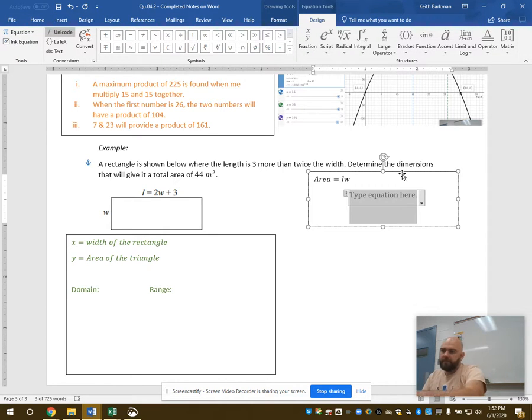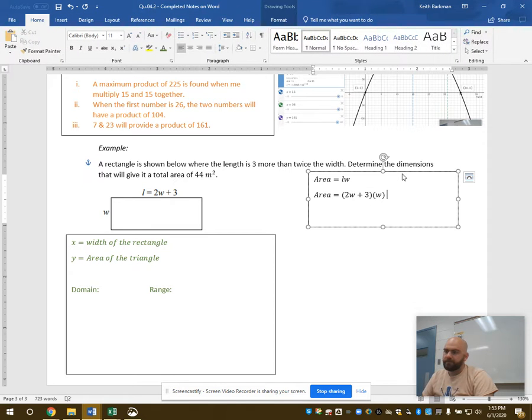If we're given the information here on the screen, I'm trying to point to the screen, you guys can't see me point to the screen, so I'm sorry about that. Our area is equal to the length, which is 2w plus 3, times the width. This is how we can find the area, and so I'm creating an equation that we can use to find our total area.